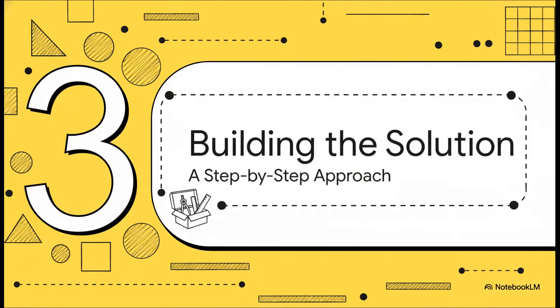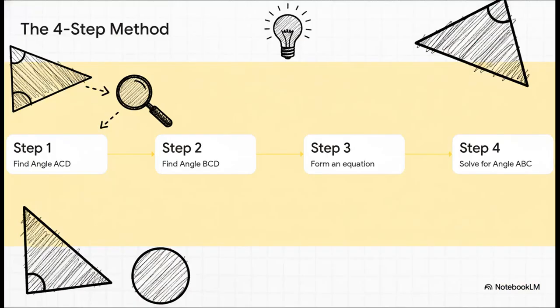All right, toolkit's ready. Let's start building our solution. We're going to go one logical step at a time, using the clues we've got and the rules we just went over. It's really just about connecting the dots. So here's our game plan. It's a simple 4-step process that's going to walk us straight to the answer. It's clean, it's repeatable. Let's get started with step 1.